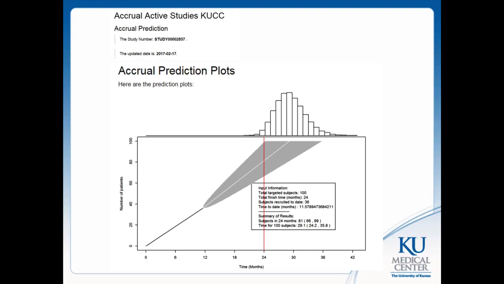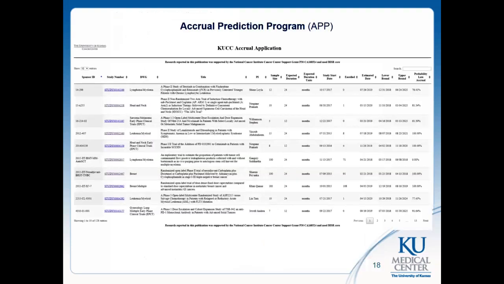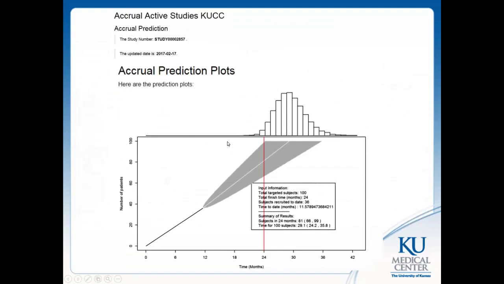Some of the graphs: when we click on the hyperlink here, the graph shows the gray area, the red line is the actual 24 months, and this white line is the current accrual rate. So the PI and the study team always have to make sure that this white line stays before this red line in order to complete their study on time.